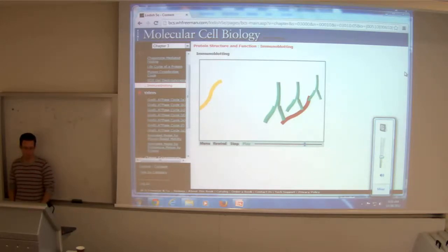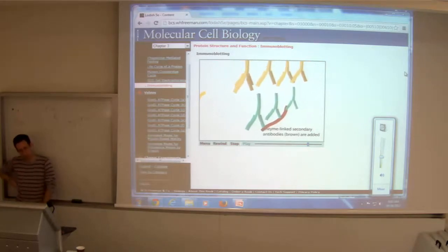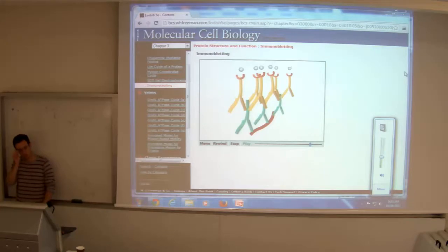Several methods are used to detect the antibody-labeled protein. All use a secondary antibody which binds specifically to the Fc domain of the primary antibody. In one approach, the secondary antibody is linked to an enzyme, so its location can be determined by a chromogenic reaction.